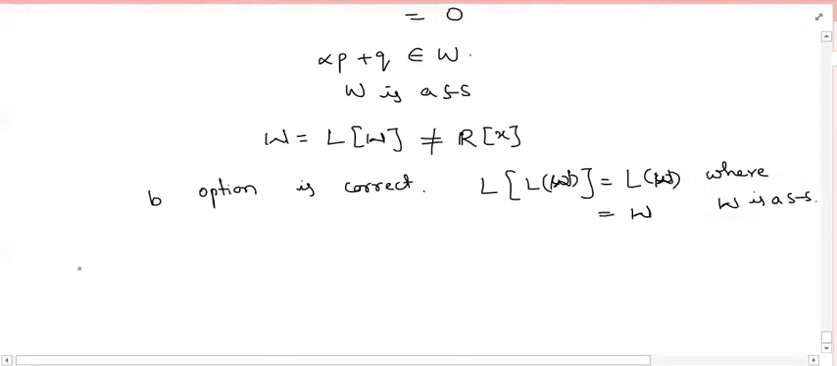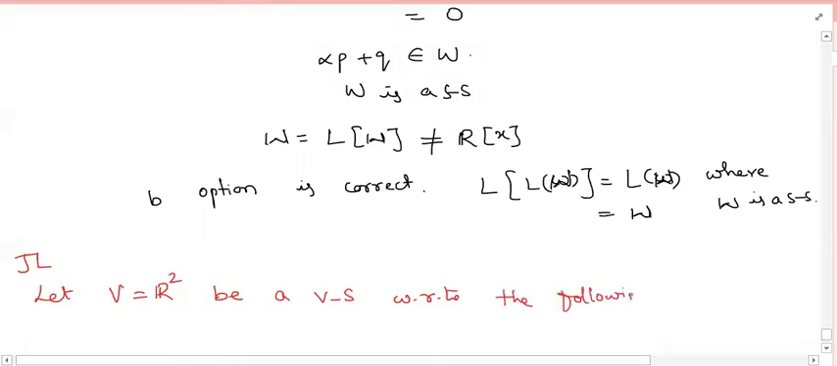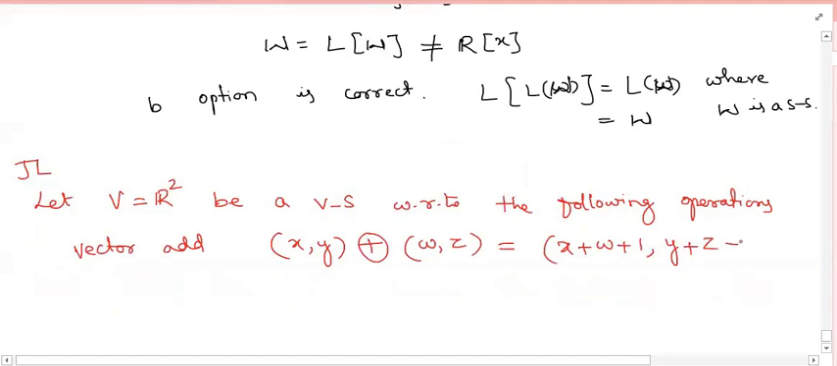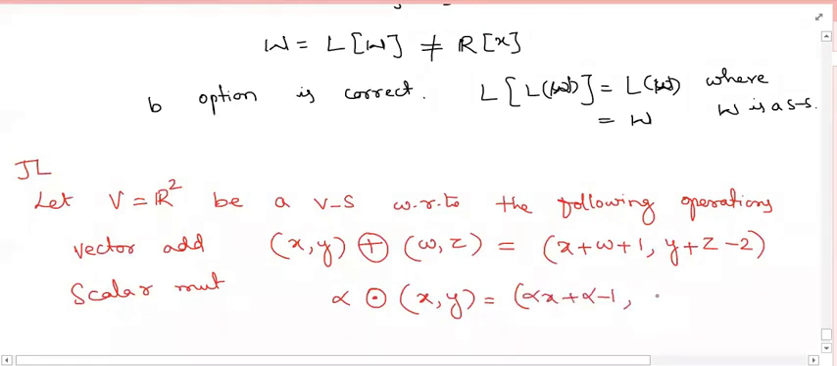This question which I'm going to write is a junior lecturer question or DL question. V equals R2 be a vector space with respect to the following operations. Vector addition: x comma y plus w comma z equals x plus w plus 1 and y plus z minus 2. Scalar multiplication: alpha circle dot x comma y equals alpha x plus alpha minus 1, alpha y minus 2 alpha plus 2.